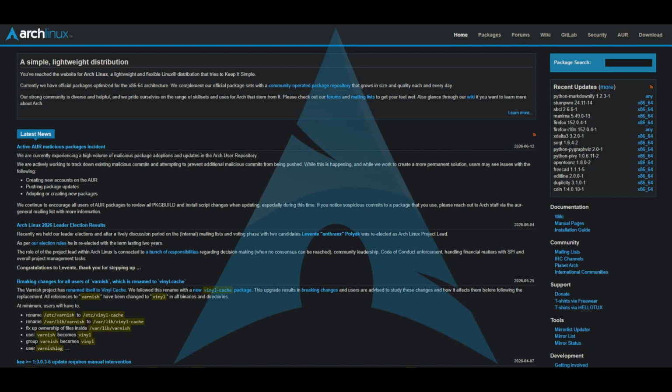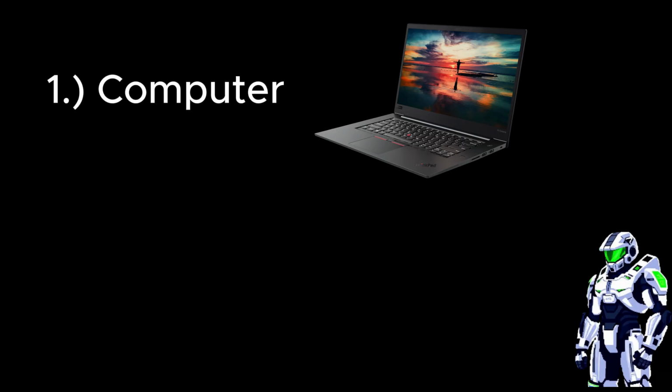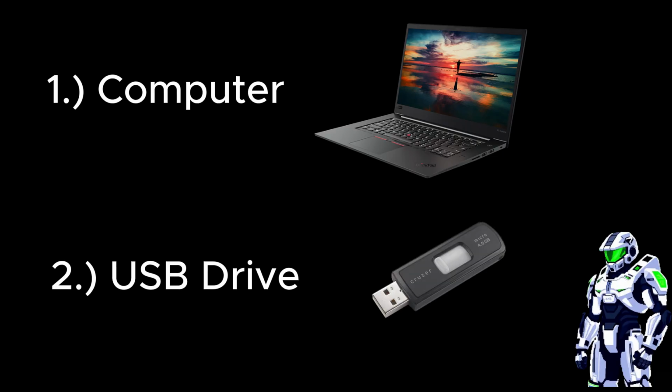In this video, I will be showing you how to install Arch Linux as the main operating system on your computer. Arch is a highly customizable Linux distribution that provides a clean, minimal base, allowing you to customize the OS from the ground up. Now before we begin, you want to make sure that you have both a computer that you want Arch to be installed on, as well as a thumb drive to flash the Arch ISO file onto.